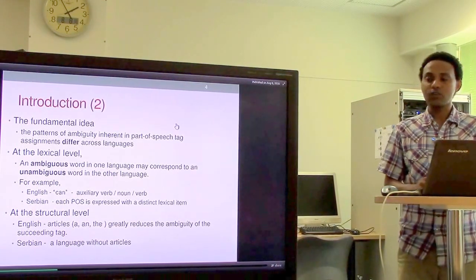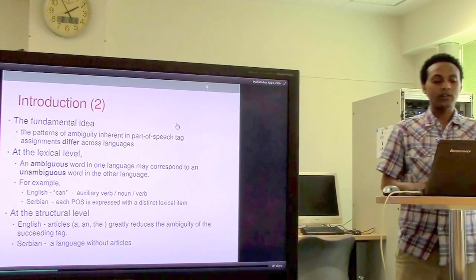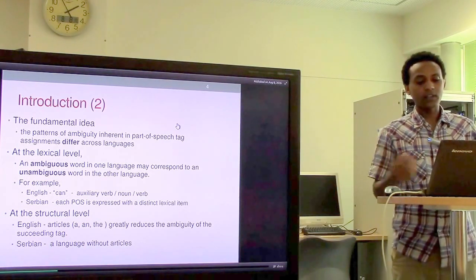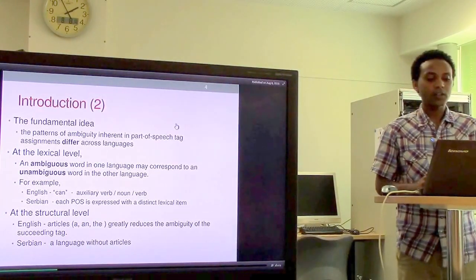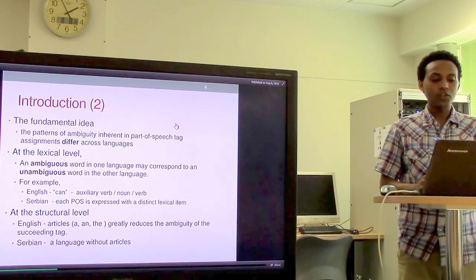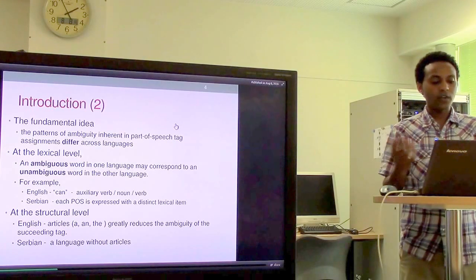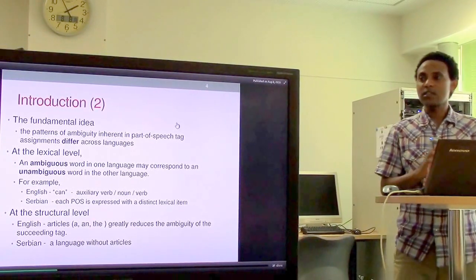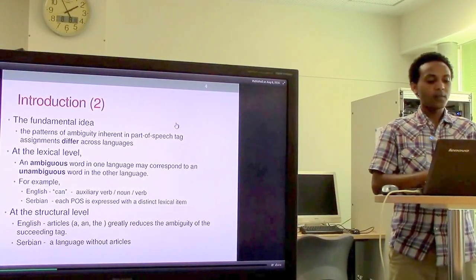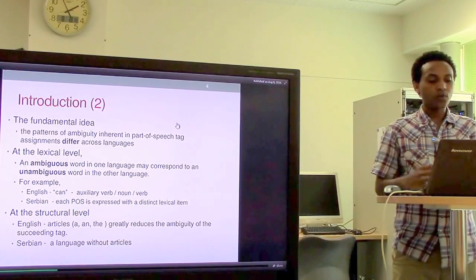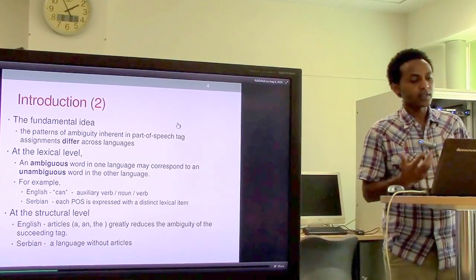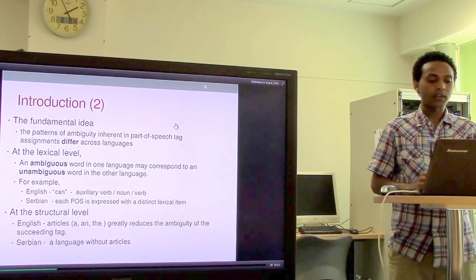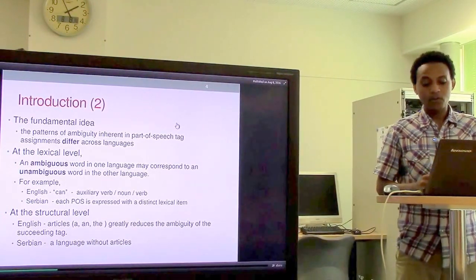And the same also at the structural level, there are some constructs which are used to easily disambiguate words in one language but may be difficult in another language. So for example, in English, articles like a, an, and the greatly reduce the ambiguity of the succeeding tag, because after every article there will be a noun, a boy, a book, and so on. But this information is absent in Serbian. So by using this information in English, it may be possible to disambiguate similar words in Serbian. So by using this lexical and structural information and transferring it across multiple languages, it is possible to disambiguate part of speech tags.